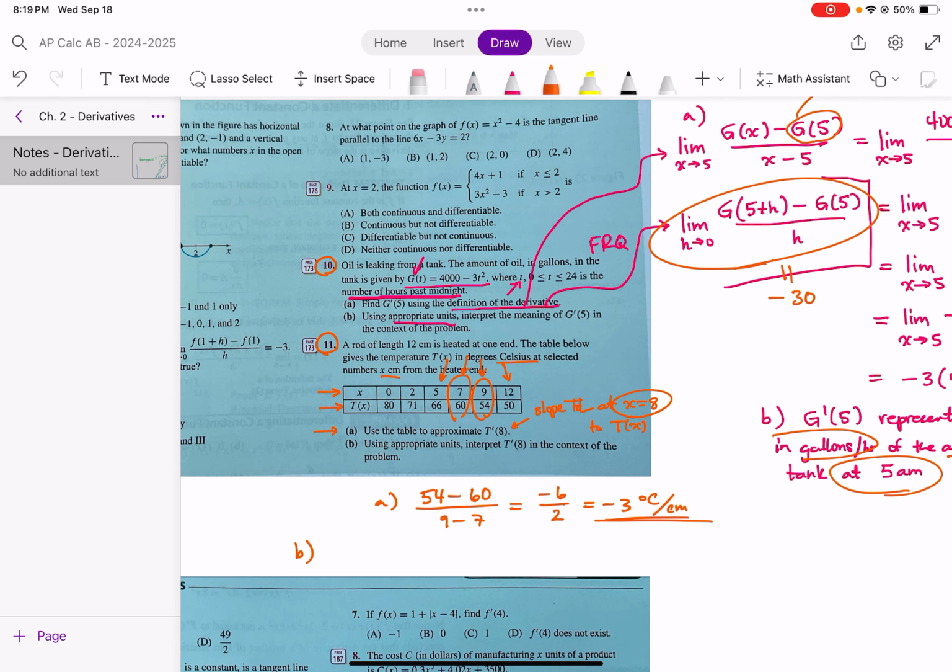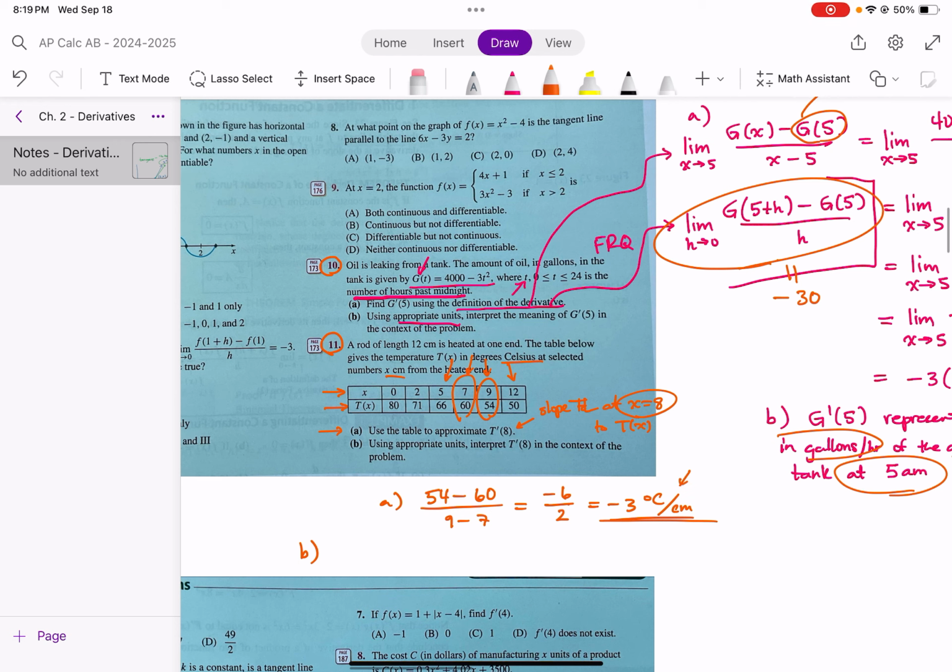Part B, again, using appropriate units, we already have those, right? Interpret T prime of 8 in the context of the problem. So T prime of 8 represents, right, the rate of change of the temperature in the rod, or sorry, I guess we could say of the rod, at x equals 8 centimeters, in degrees Celsius per centimeter, right?